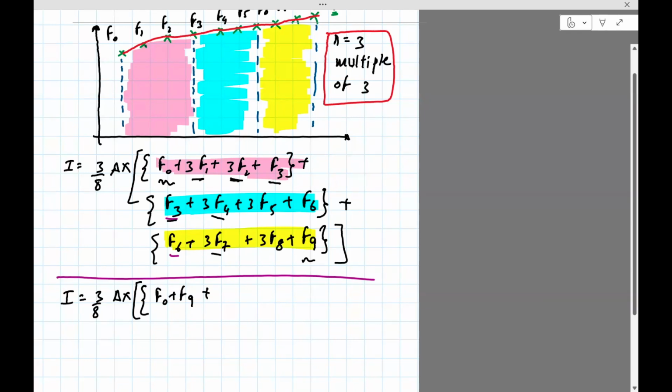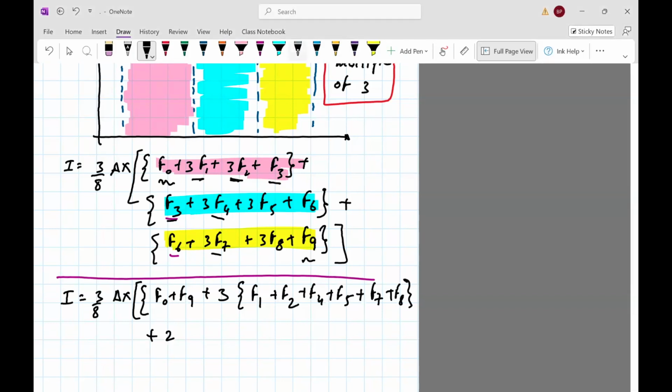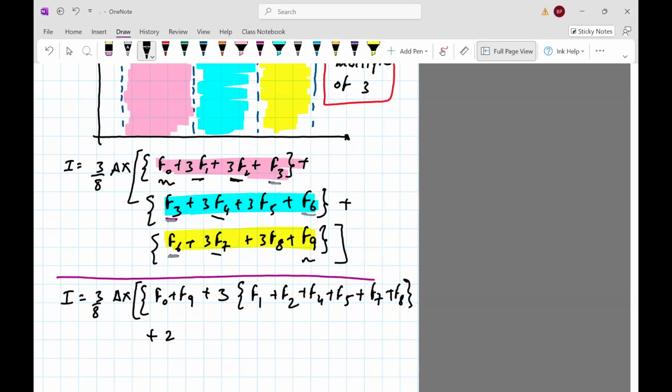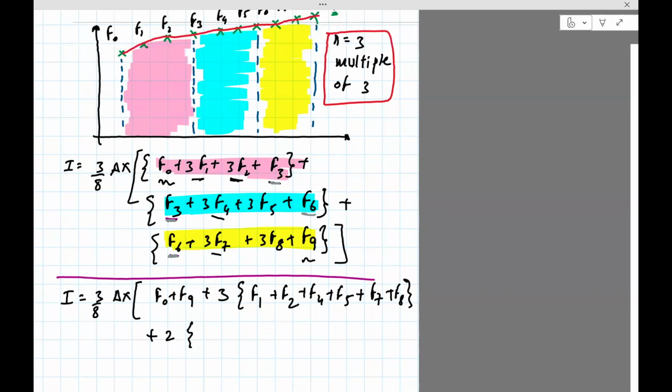So the pattern which emerges is that there are terms which have 3 in them and terms which have 2 in them. The terms with 3 are 3f1, 3f2. So I take the 3 out: 3 times f1 plus f2 plus f4 plus f5 plus f7 plus f8. And then there are terms with 2. The terms with 2 would be f3 and f3, f6 and f6 coming out. So we have twice f3 plus f6. And I think that's about it.